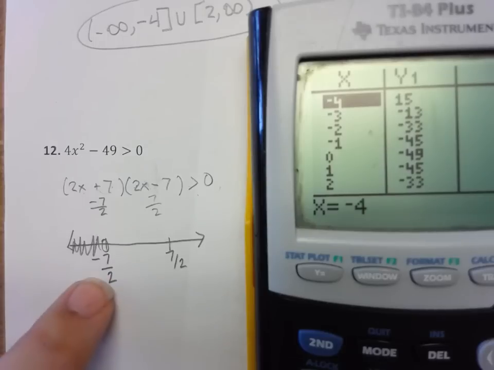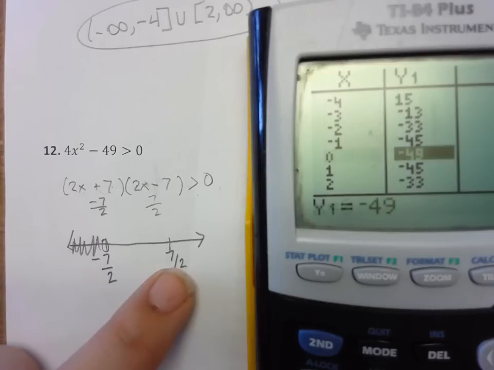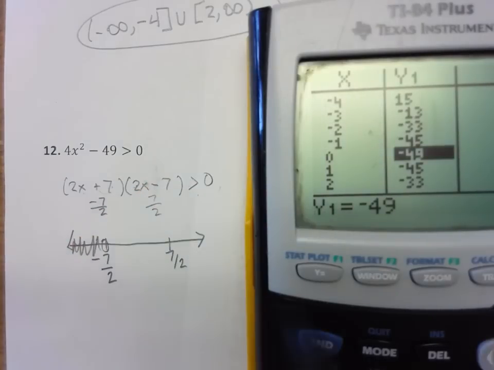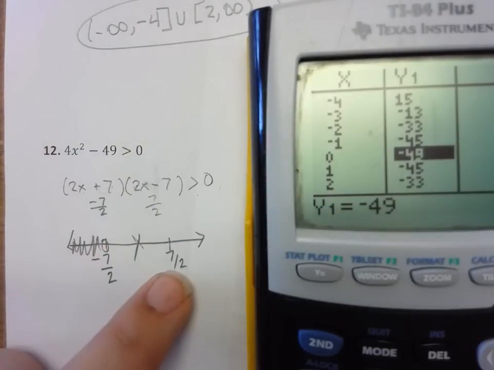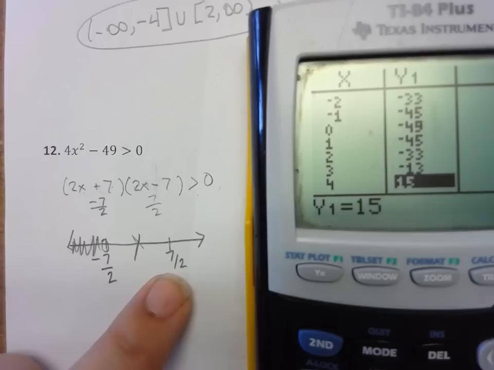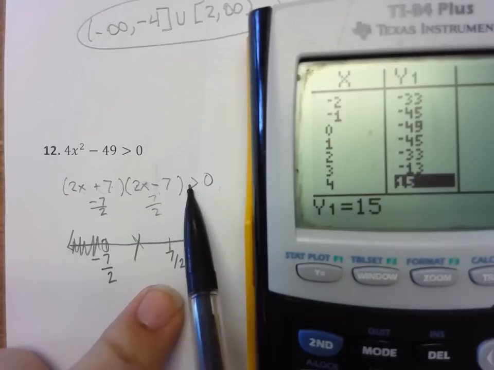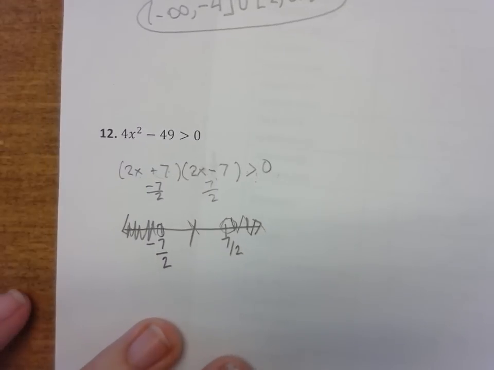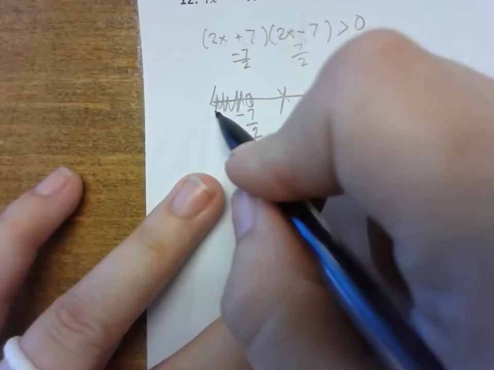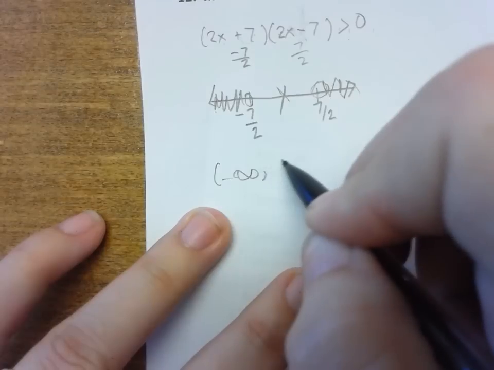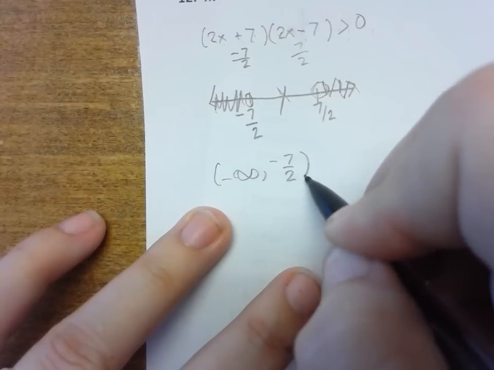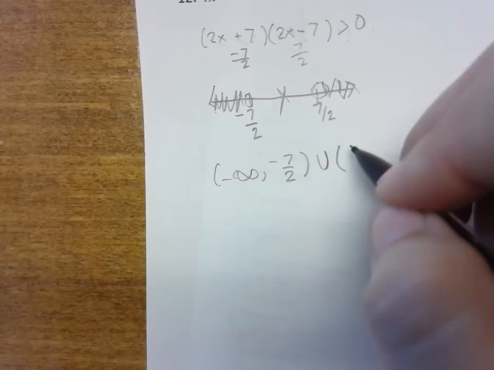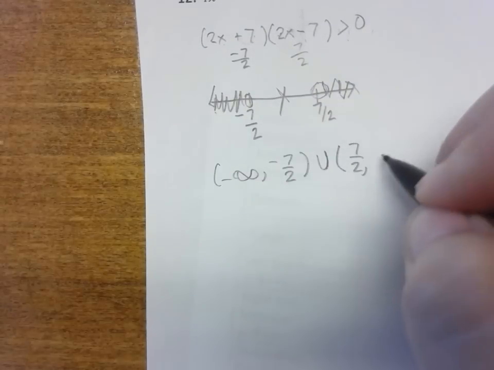Somewhere between negative 3.5 and 3.5, like 0, that's negative. Is a negative 49 greater than 0? No. And then something to the right of 3.5, like a positive 4. Is 15 greater than 0? Yes, with an open circle. So here we have from negative infinity until negative 7 halves with a parenthesis because it's an open circle, union 7 halves to positive infinity.